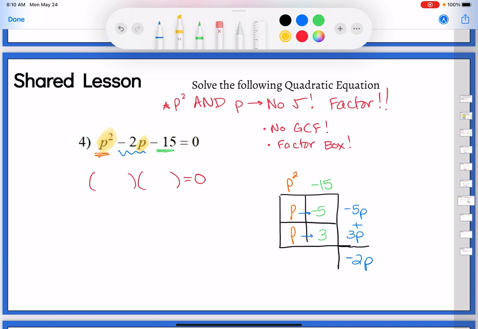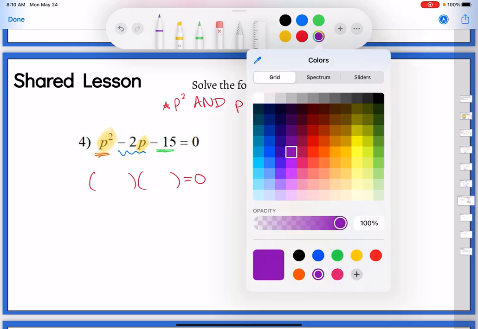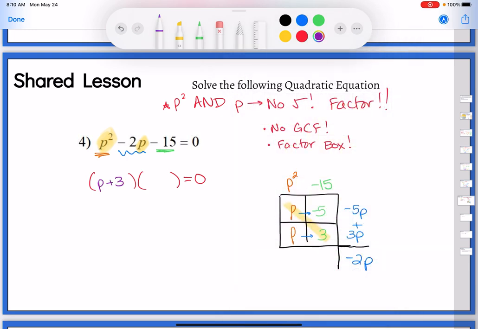So now the only tricky thing about the factor box is to remember that your diagonals are what go into your parentheses. So I have p and positive 3, which is going to be p plus 3 in the parentheses. And then I have p and negative 5, so I will have p minus 5 in my second set of parentheses. And those two can go in either order. P minus 5 times p plus 3, or p plus 3 times p minus 5, that doesn't matter, as long as what's inside each one is correct.